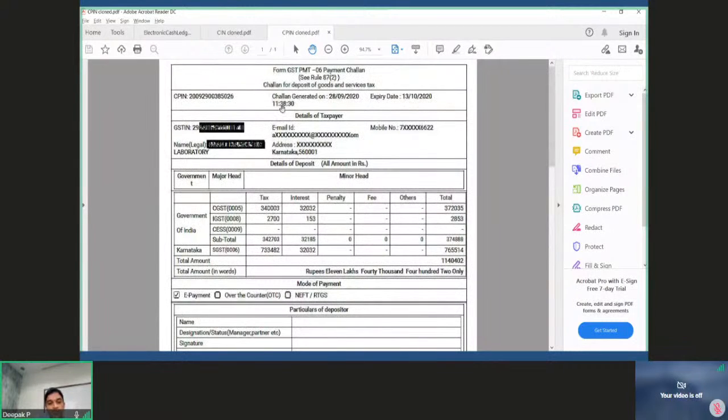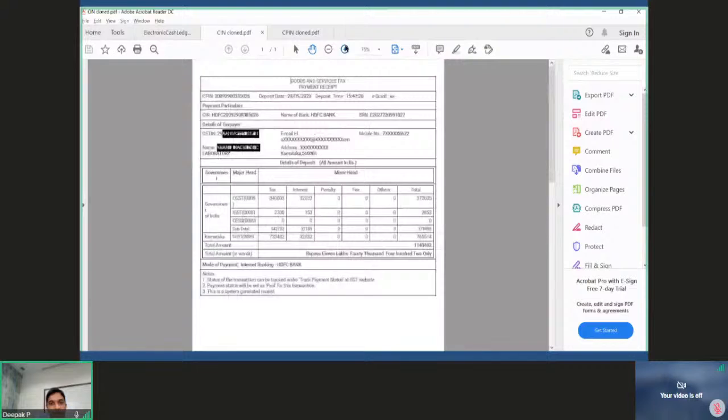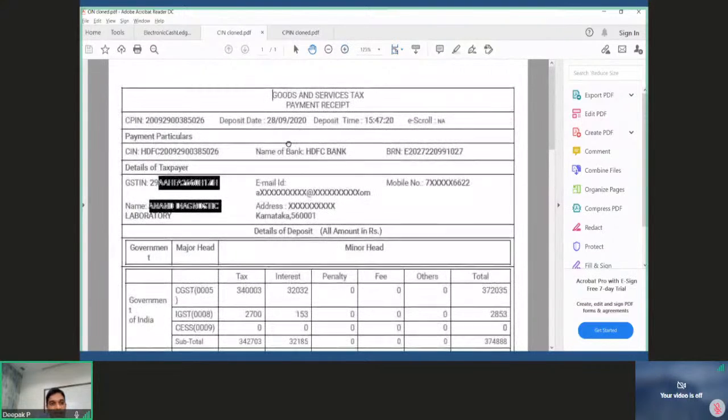Once the client has selected e-payment and makes the payment, then the CIN gets generated. What does the CIN look like? This is the final payment challan. This has the CPIN number, deposit date, which is the actual deposit date. Then CIN number. From the CPIN, CIN gets generated. The bank name, BRN number.